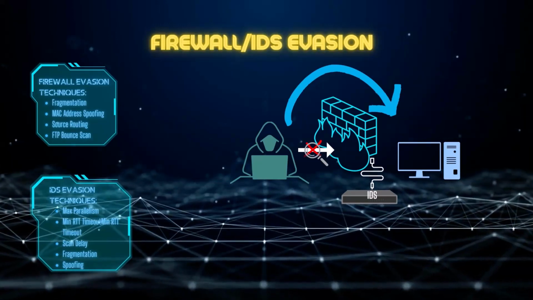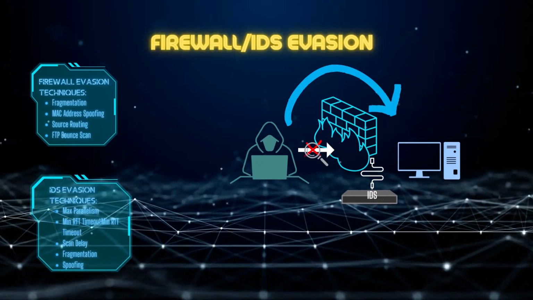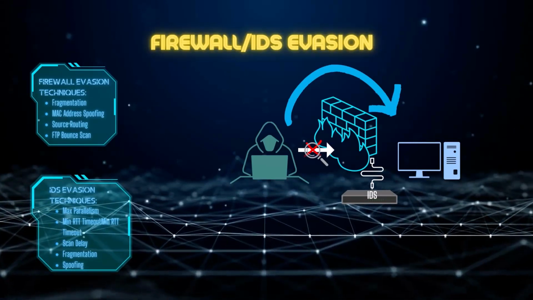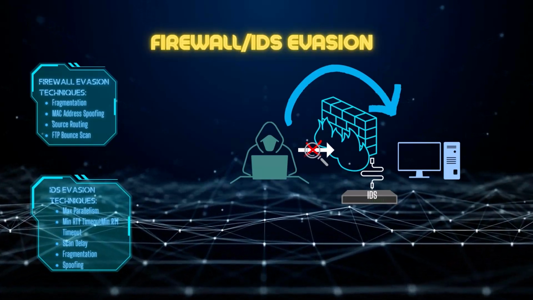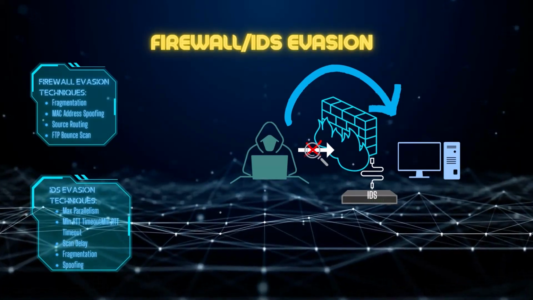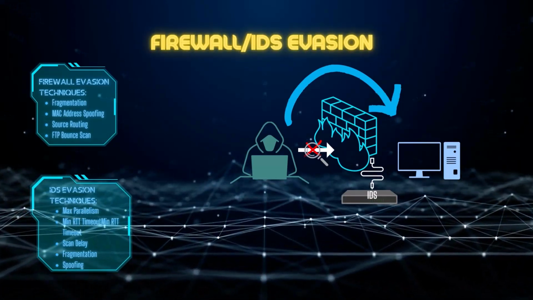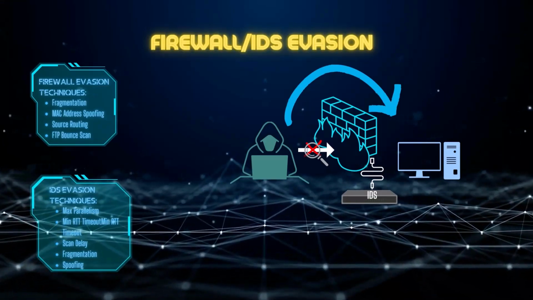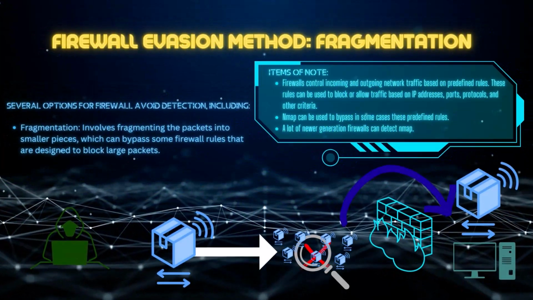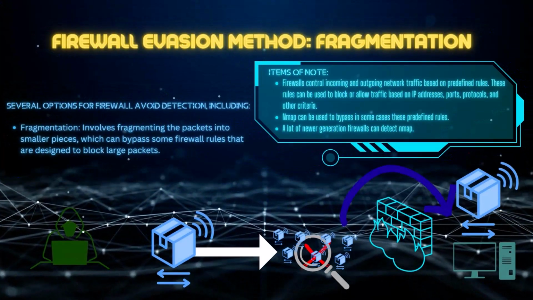In addition to fragmentation, Nmap offers several other techniques for bypassing firewalls and IDS systems, including IP spoofing, TCP evasion, and using non-standard ports. Network administrators can use Nmap to test their network security posture by attempting to bypass their own defenses. This can help identify weaknesses in security infrastructure that need to be addressed. As far as firewall evasion methods, we'll discuss some popular ones, such as fragmentation.